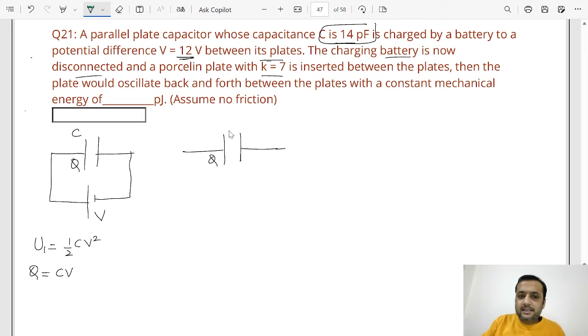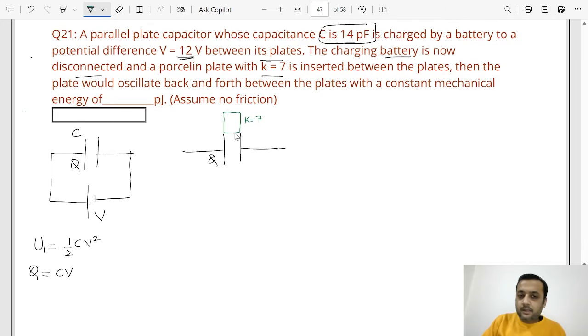Suppose there is an external agent who is going to insert this dielectric of K equals 7, and he does this process very slowly. That means he is going to insert the dielectric very slowly. So what is the work done by the external agent? In case you have done this type of question, it's a very famous question, by the way. So how will we find the work done by the external agent?